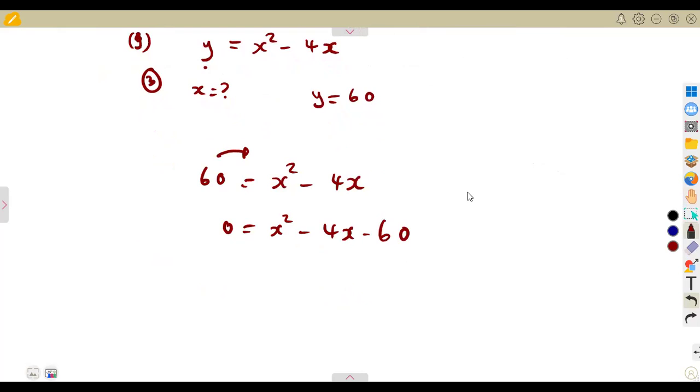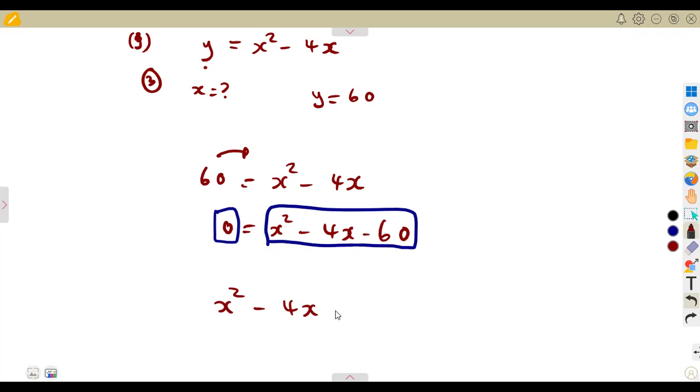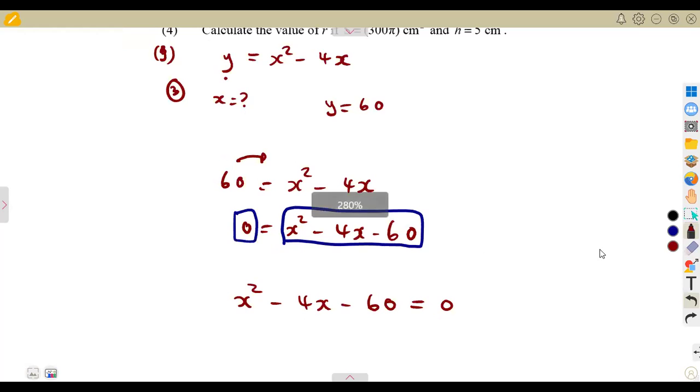Why are we transposing these? Why are we even transposing? To make one of the sides equal to 0. And once you're at this stage, you can even write this side first to be equal to this side. So I can even write it that way: x squared minus 4x minus 60 is supposed to be equal to 0.